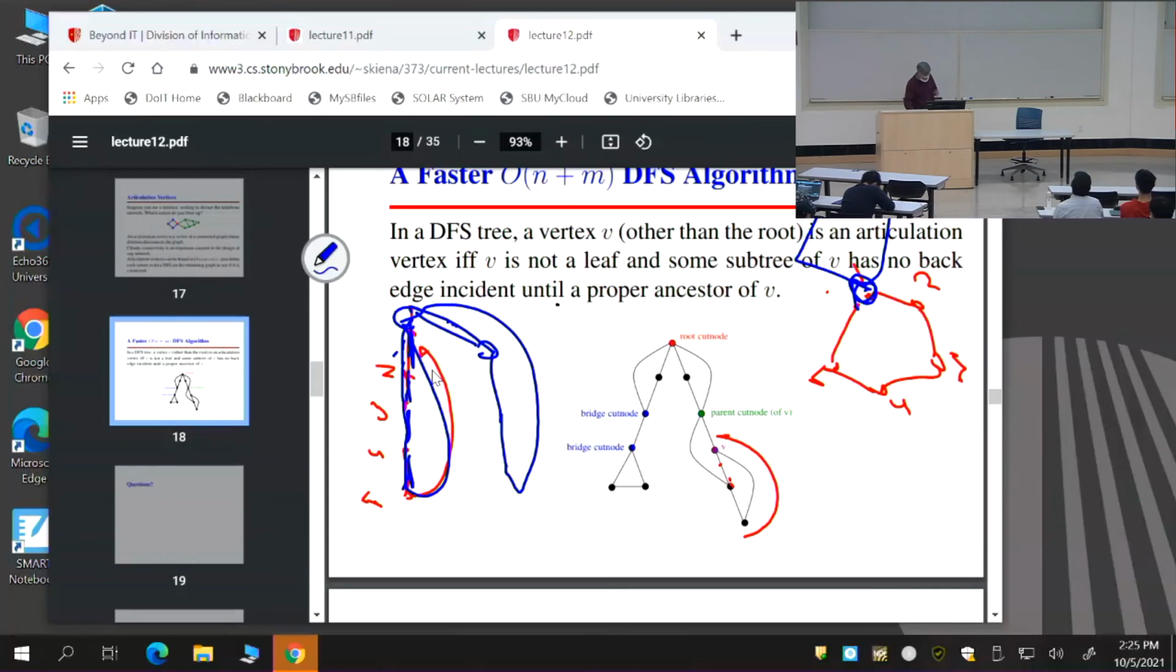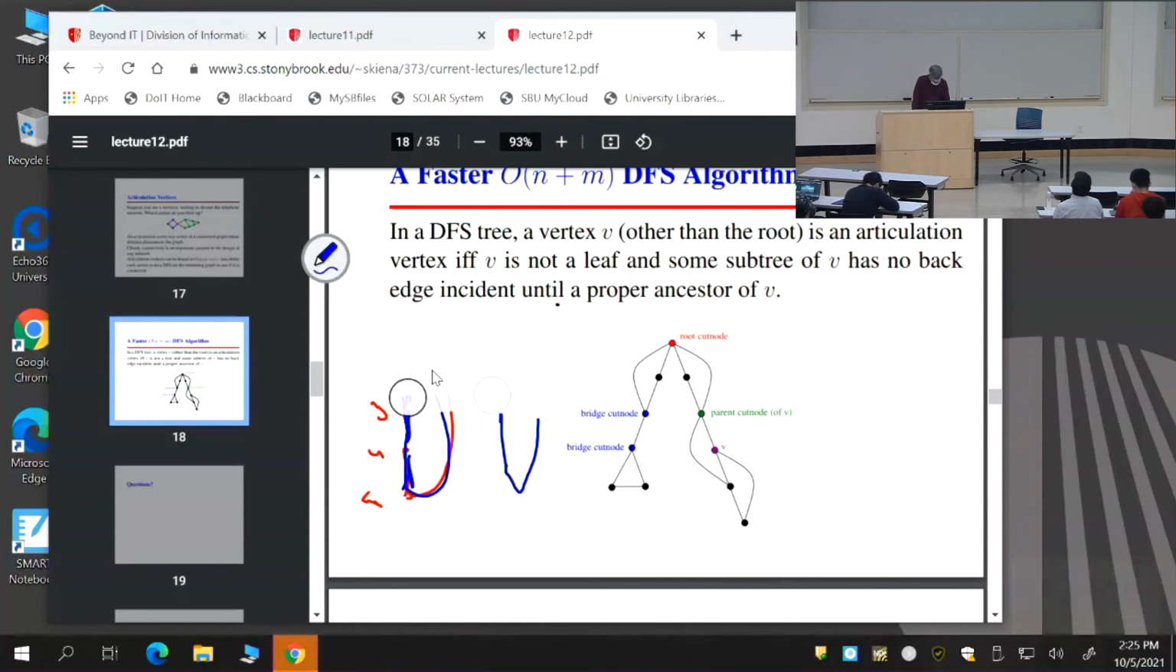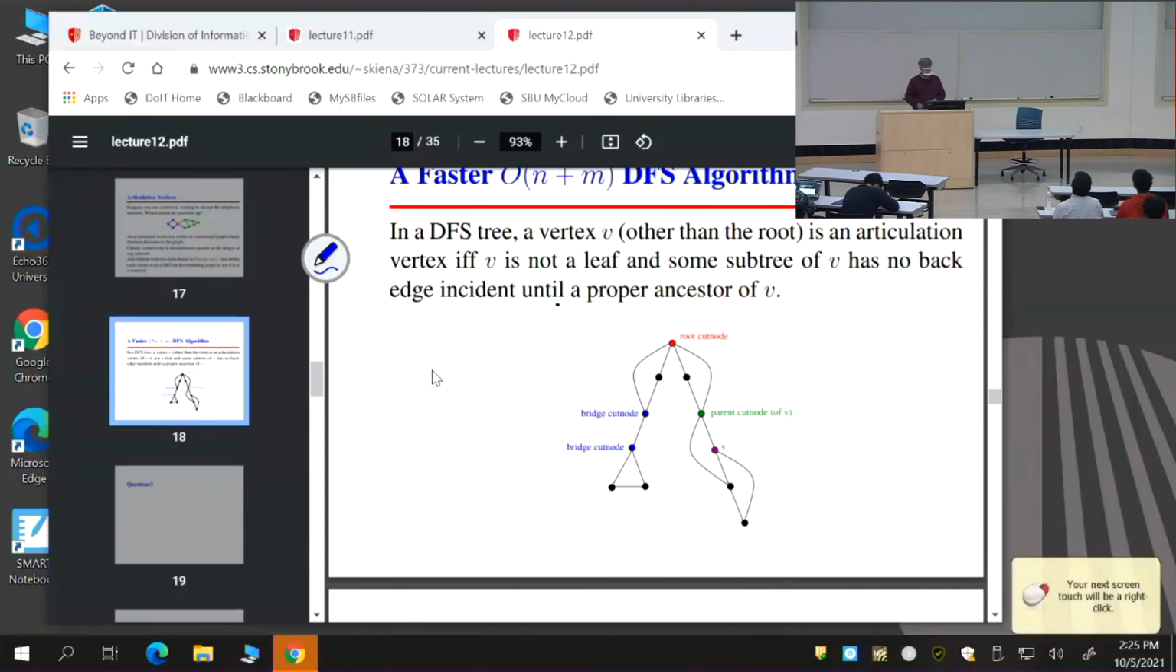Okay, so you should be aware of articulation vertices, have a sense that, wow, it's pretty amazing that this depth-first search organizes the edges. Everything is either a tree edge or a back edge, and that gives me great power. Any questions about that? Okay, fair enough.